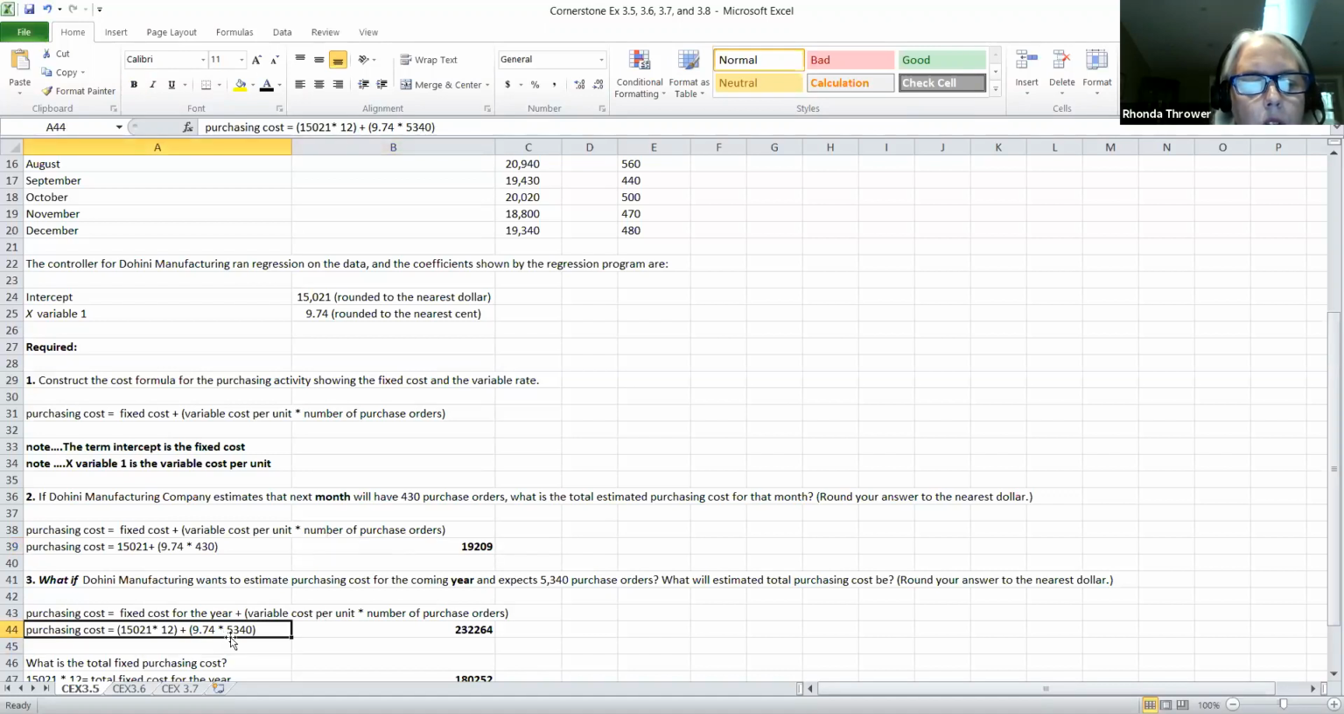But in this particular case, the level of activity for the whole year is 5,340. So the variable cost would be calculated by taking the variable cost per unit times 5,340. When you do that, that will give you the total variable cost, which should be added back to the total fixed cost for 12 months.